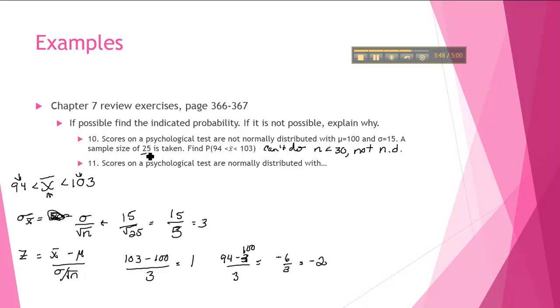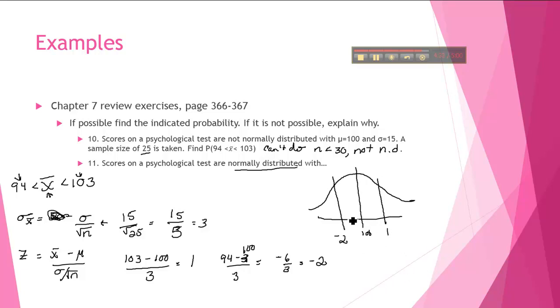But number 11 says the exact same thing: scores on a psychological test are normally distributed with mu still 100 and standard deviation still 15. So the work that I just did actually makes sense for number 11 because it is normally distributed. So we can assume that our sampling distribution is normally distributed. This is our true mean, which is 100, and we're looking for the area between 103, which is a z-score of 1, and negative 2.